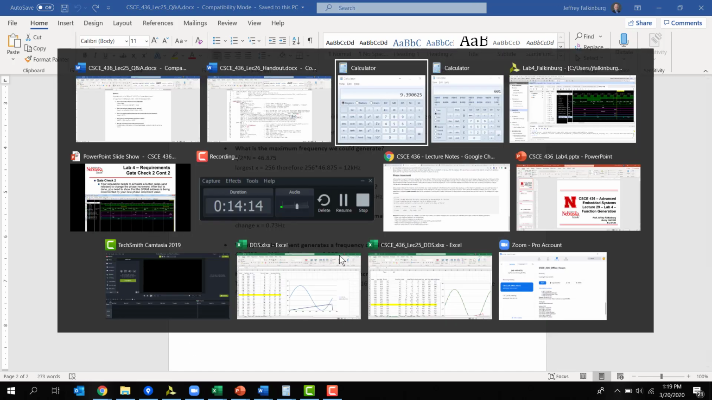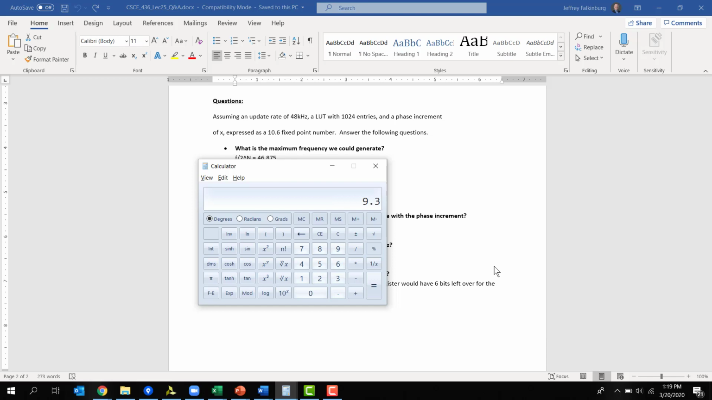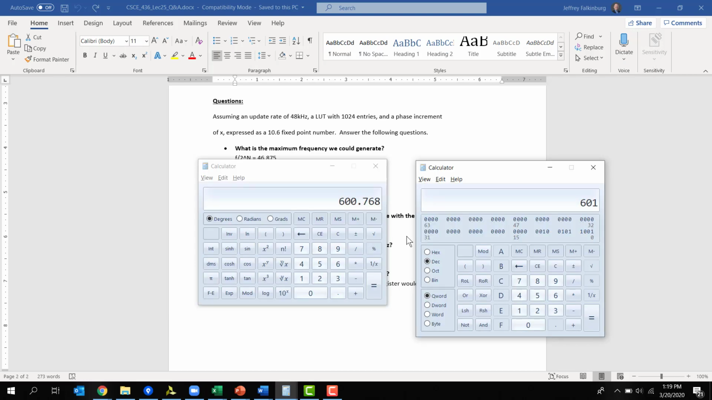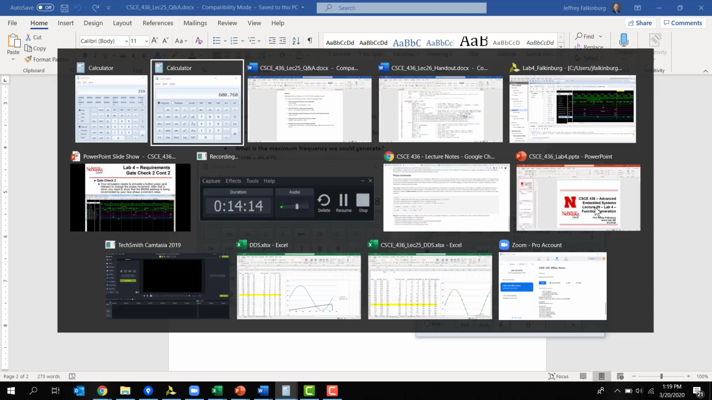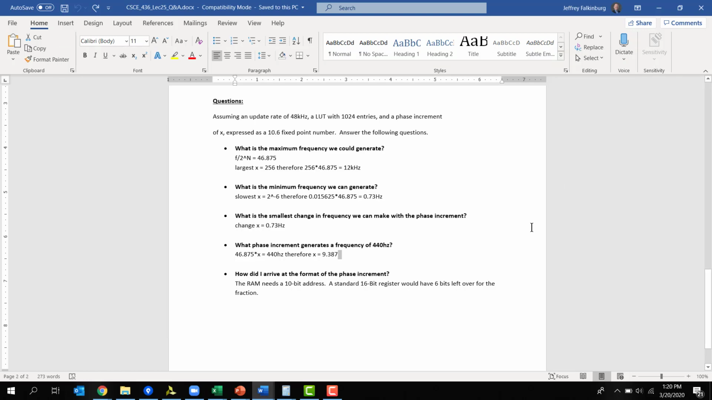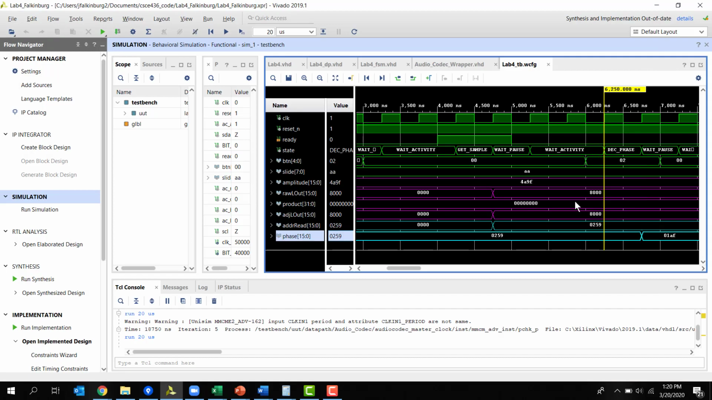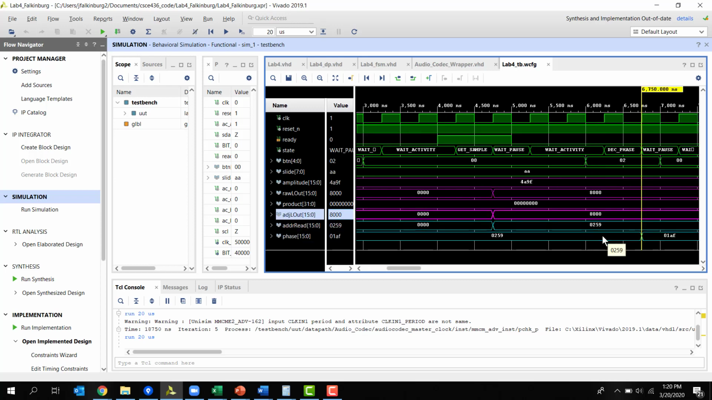Remember when we did that conversion before? 9.387 times 2 to the power of 6 to convert to that 10.6 format. We got almost 601. So that's where we get that 601 value. 601 in decimal is 259 hex. So that's our initial phase index value. That should generate a 440 hertz signal.